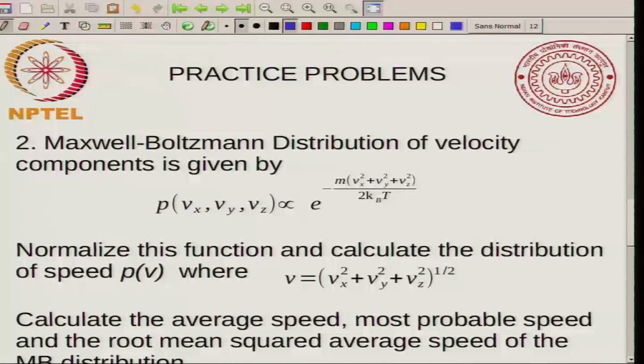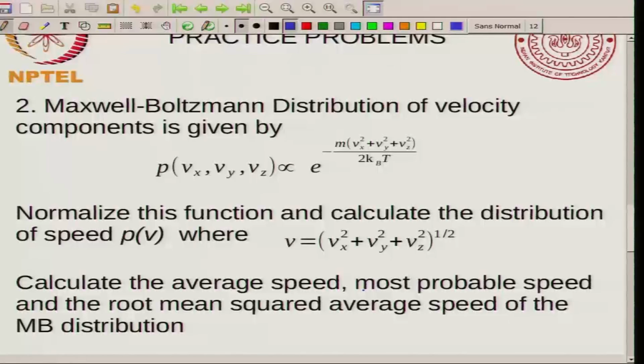So, it is a multidimensional distribution, it has 3 components, and you convert it to a distribution of a single quantity v, which is given by square root of Vx square plus Vy square plus Vz square, and then you calculate the average speed, most probable speed, and the root mean square speed of this Maxwell-Boltzmann distribution. Okay. So, again you can do this, it is a very standard exercise when you do kinetic theory of gases.